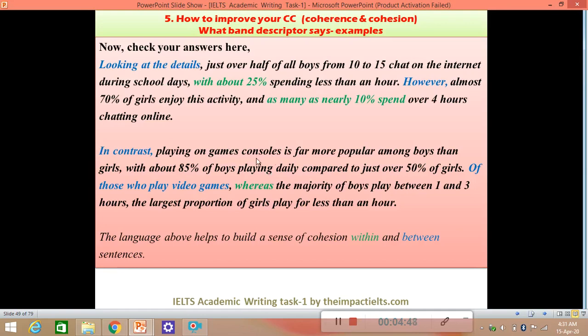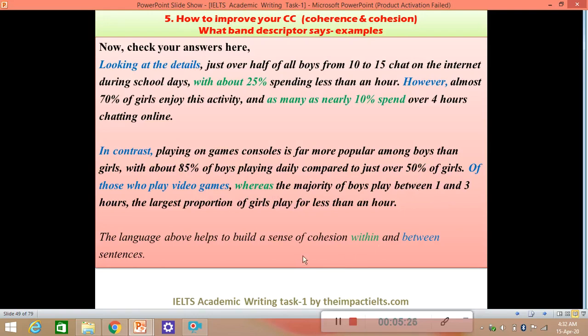Playing on games consoles is far more popular among boys. So this is a kind of game, perhaps like PUBG's consoles, among boys than girls, with about 85% of the boys playing daily compared to just over 50% of the girls. So again, with about 85%, it's the same language. Of those who play video games, so this is a separate sentence. Whereas the majority of boys play between 1 and 3 hours, the largest proportion of girls play for less than an hour. So whereas is used between the sentences.